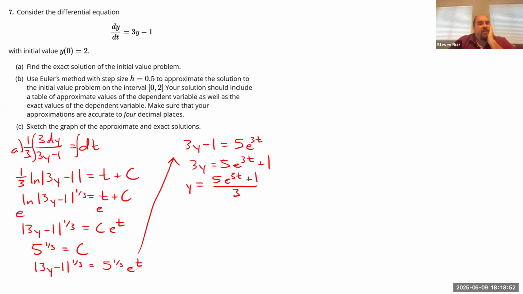B, use Euler's method with step size h equals 0.5 to approximate the solution to the initial value problem on the interval 0 to 2. Okay, so essentially we're going to do something similar to what we just did to approximate what we just did. So I know that I'm going to have t values. Let me mimic the table I just made. Okay, so we'll do k, we'll do t.